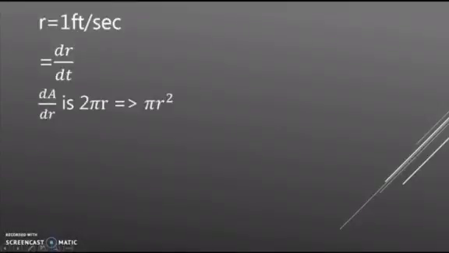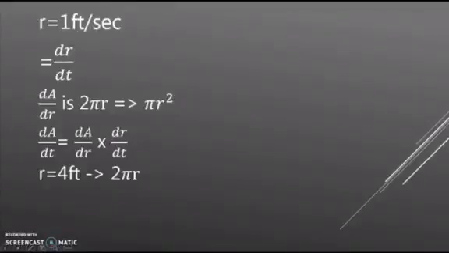We already have dr over dt and dA over dr. Having these two, we can now find dA over dt, which is the rate of increase of the area of the disturbed water with the given radius of 4 feet. Substitute 4 feet for the radius to find dA over dt when the radius is 4 feet. So the area of the disturbed water is changing at 8 pi square feet per second.